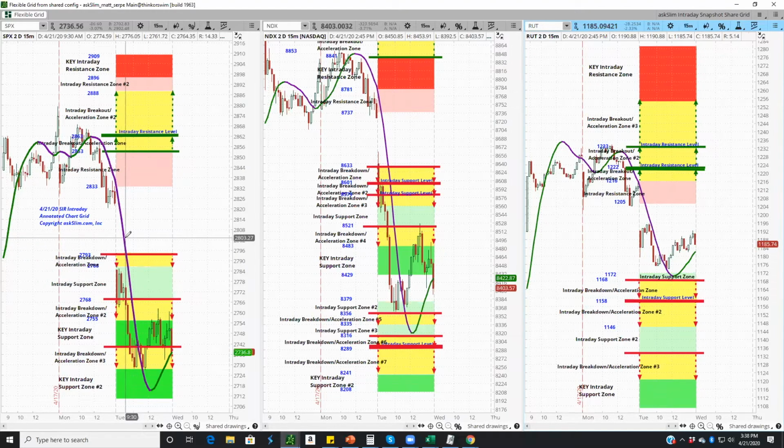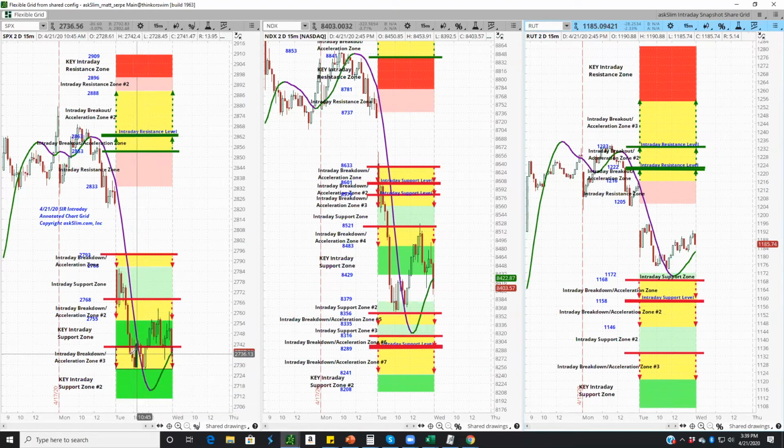We had a negative momentum primary indicator on our 15-minute charts. And so we violated and we fulfilled that first area here. We got into the key intraday support zone. We actually came through there and we fulfilled the third acceleration zone here, and right on the money, tested that key intraday support zone number 2, and then we rallied.